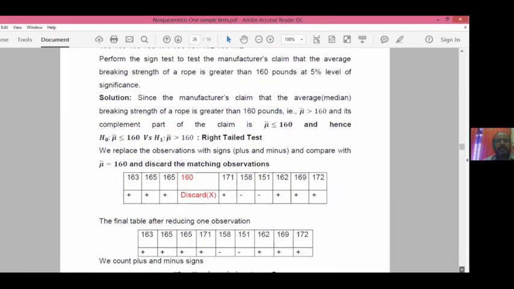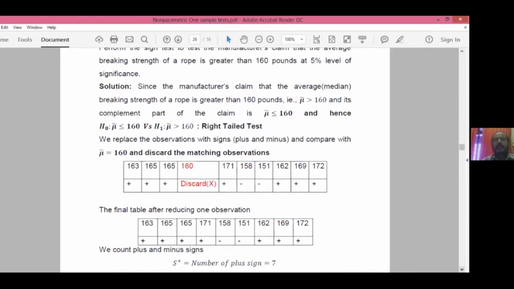Since the manufacturer claims that the average, that is what we assume, I told you we have to take the median. The median breaking strength of a rope is greater than 160 pounds. So what we call mu, the median, is greater than 160, and its complement will be mu less than or equal to 160. Hence we take H naught as mu less than or equal to 160, because the equality sign is involved there. And the alternative hypothesis is like this.